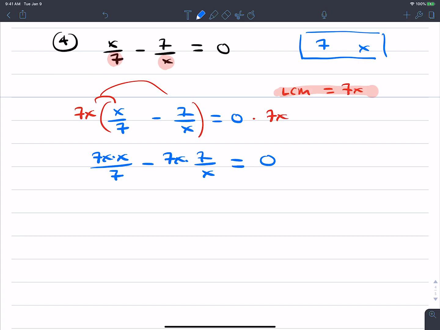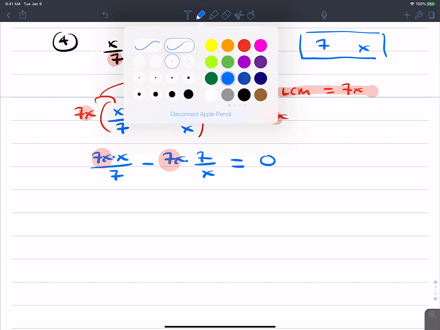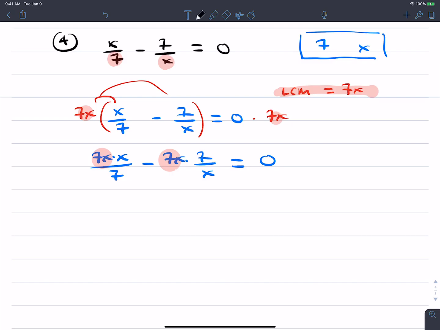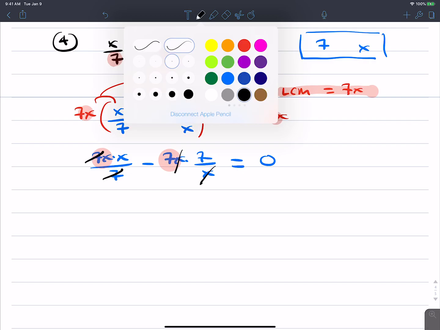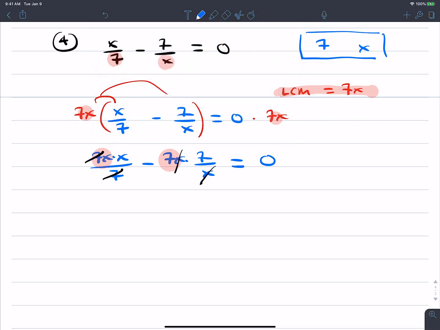So when you multiply both sides of your equation, which is really just multiplying every term by the LCM, because you distribute a sum and a difference, every term gets multiplied by that LCM. What will always happen if you got the correct LCM is that you will have some nice cancellation here. So now we end up with x times x, which is x squared, minus 49 equals 0.